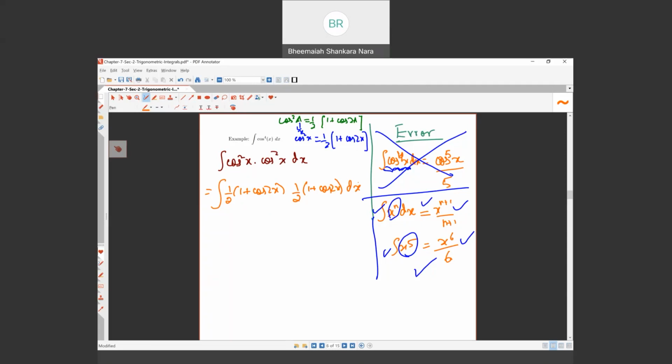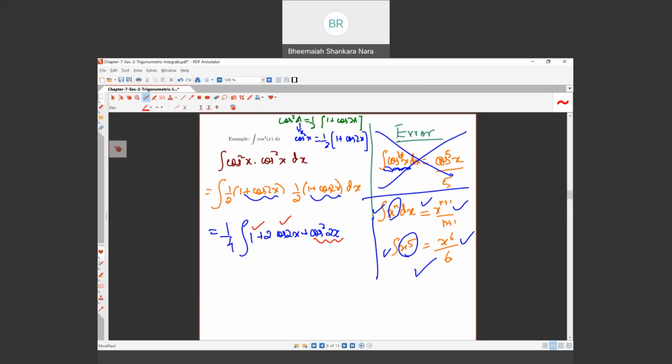Now 1 half times 1 half, which is 1/4, I'm going to bring outside. And then I have 1 plus cosine times 1 plus cosine, the product terms, which is 1 plus 2 cosine 2x plus cosine square 2x. Now the first two terms are simple and easy to integrate. You have integration formulas for all this. But again, we don't have an integral formula for this cosine square. It's easy to write cosine cube divided by 3 after integrating, but again understand the error. We cannot add 1 to the exponent and integrate like we do for polynomials or algebraic functions.